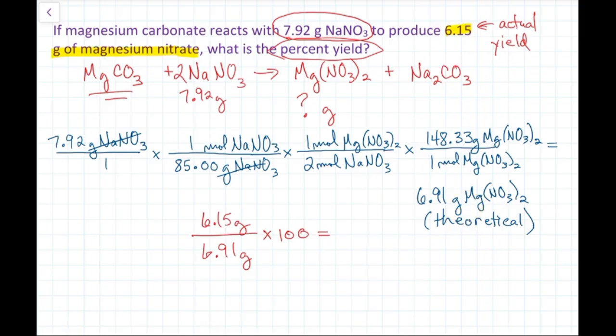Okay, so this gives me 89.0% yield. So not quite as good as the previous one, but there it is. So that's how you do a percent yield problem, starting with the amount of reactant, using your actual yield to get your percent yield.